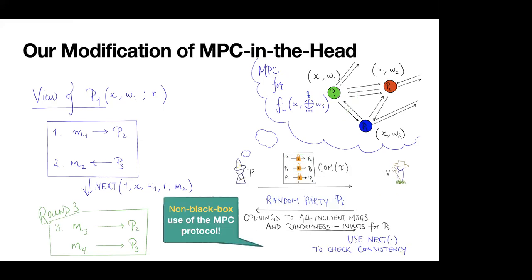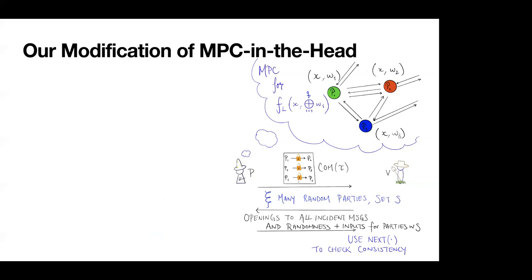And this non-black boxing of the MPC protocol allows us to define a modification of the IKOS protocol, which will be important for how we instantiate Fiat-Shamir later on. In particular, what we're going to do is have the prover commit once to a transcript of the MPC protocol, including all the inputs and randomness. And now the verifier, instead of specifying a pair of parties, will just specify a single party P sub i. And the prover will open all the incident messages, the randomness, and the inputs for P sub i. And the verifier will now use this non-black box usage of the MPC protocol, in that it's going to use the Next function itself to check the consistency of these messages.